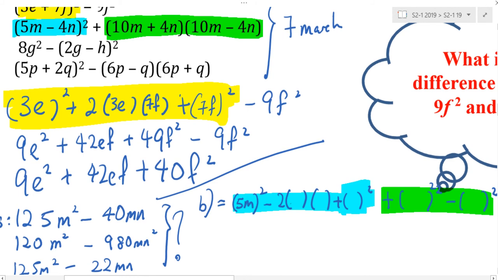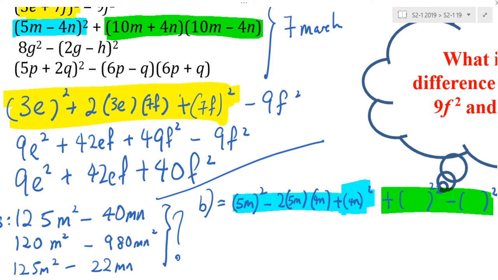This is 5m. What about the second two bracket, you will put what? 5n and 4n. Very good. Third one, what do you put in the bracket? The b square, huh? Very good. What about the green bracket? I have something square minus something square. What do you put in the first one? Again, you put in the apple. Now the apple is what? 10.